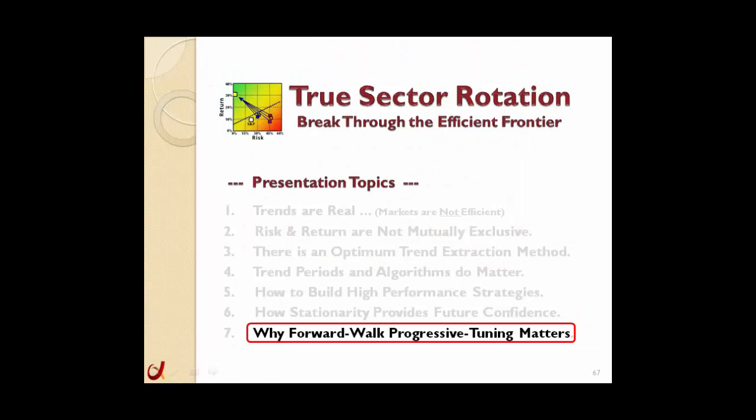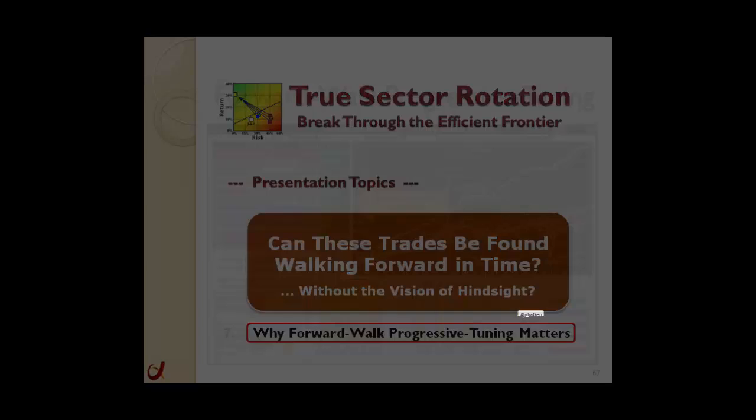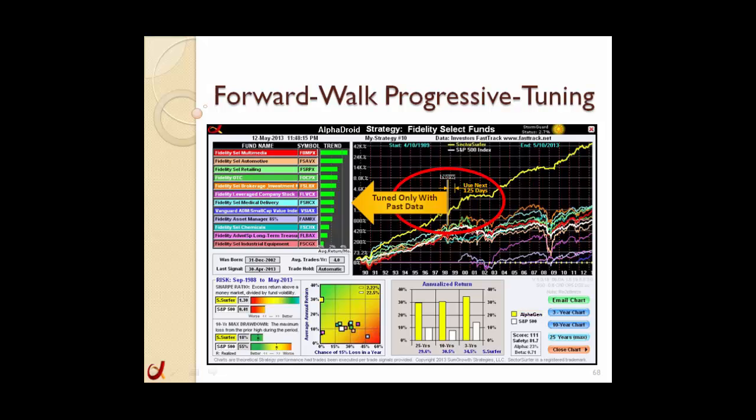I said I'll show you why forward walk progressive tuning matters. The question is, can these trades really be found walking forward in time without the vision of hindsight? Let's find out. Forward walk testing is a more rigorous test and is the gold standard for backtesting. Progressive tuning allows the algorithm to adapt to changes in the data character over time.